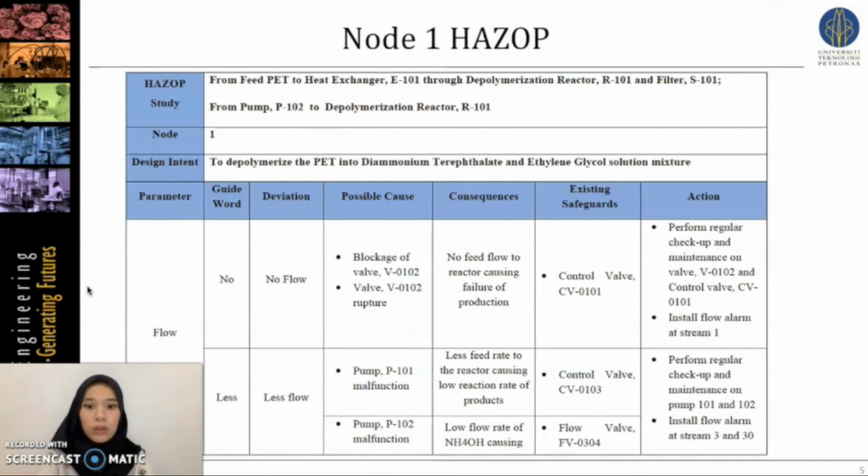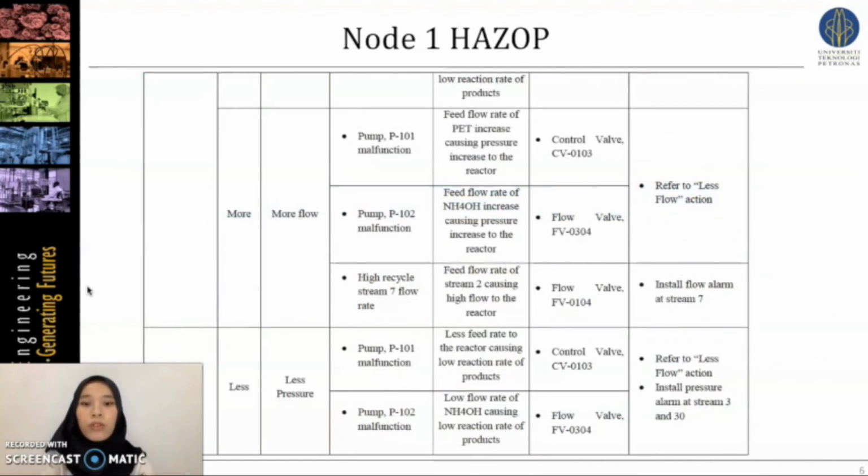For less flow, a possible cause is pump malfunction, thus leading to less feed rate to the reactor, and also low flow rate of ammonium hydroxide. The existing safeguards are CV0103 and FV0304. The recommended action is to perform regular checkup on the pumps and to install a flow alarm at streams 3 and 30. For more flow, the cause is pump malfunction and high recycled stream 7 flow rate. This will lead to high feed flow rate into the reactor, thus increasing the reactor pressure. The existing safeguards are CV0103, FV0304, and FV0104. The recommended action can be referred to the less flow action, and to install a flow alarm at stream 7.